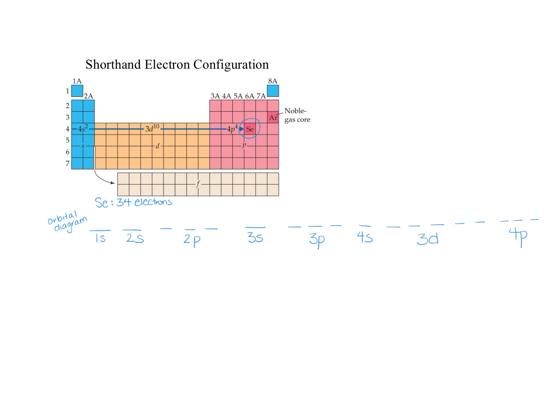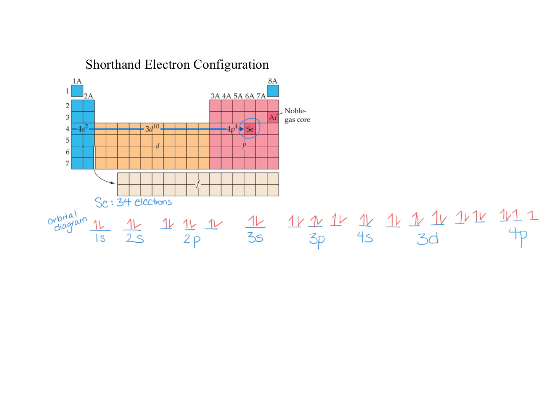So now what I'm going to do is go in and fill up my electrons. So I've got to fill up 34. So 1, 2, 3, 4, 5, 6, 7, 8, 9, 10, 11, 12, 13, 14, 15, 16, 17, 18, 19, 20, 21, 22, 23, 24, 25, 26, 27, 28, 29, 30, 31, 32, 33, 34. All right, there's my orbital diagram.